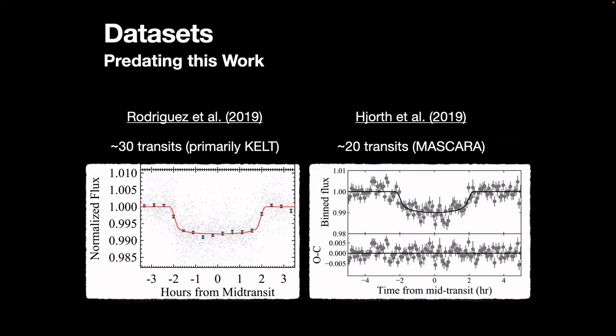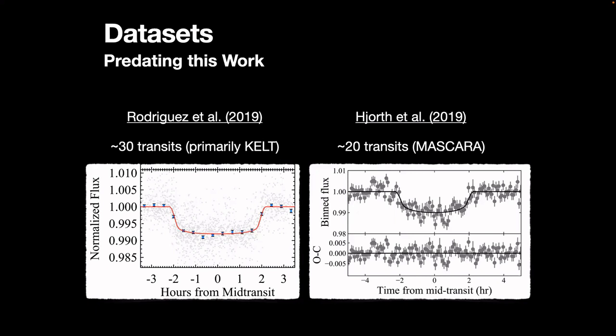But just to set the groundwork a little bit for how both of these solve for their planet and their star, both of them use transit photometry. As you can see on the left, we have Rodriguez et al. That used about 30 transits from the Kilodegree Extremely Little Telescope, and you can see a phase-folded light curve there.